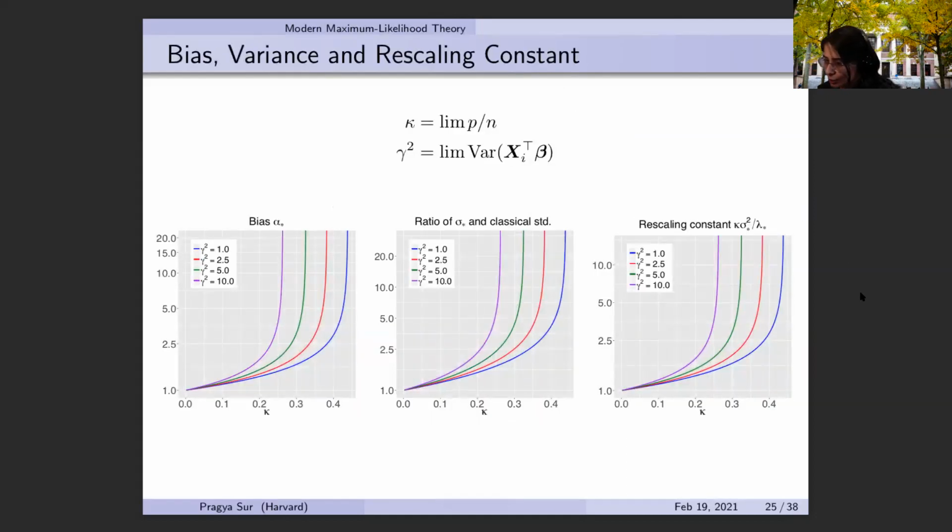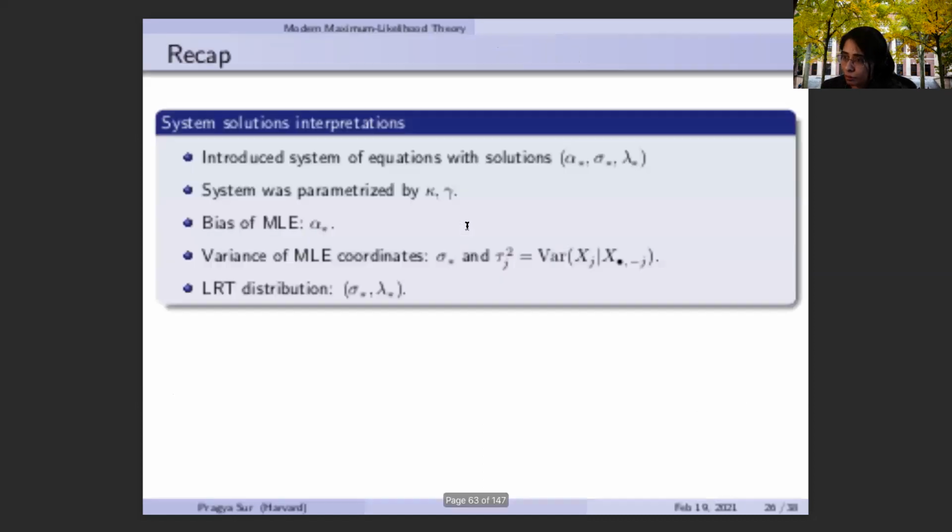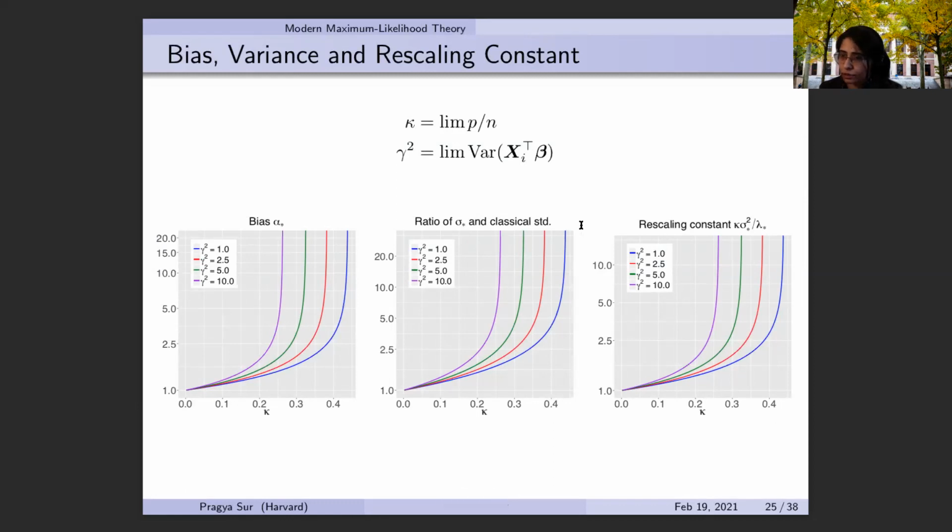And then going back to Suhasini's question, does this really approximate the classical works in some smooth way? The answer is it does. Here I'm plotting the bias alpha star, the ratio of the standard deviation from our theory and the classical standard deviation, and the rescaling constant. In each of these plots, the different colors correspond to different signal strengths. From right to left, the signal strength is increasing. And on the x-axis, I have kappa, which is the p by n ratio.